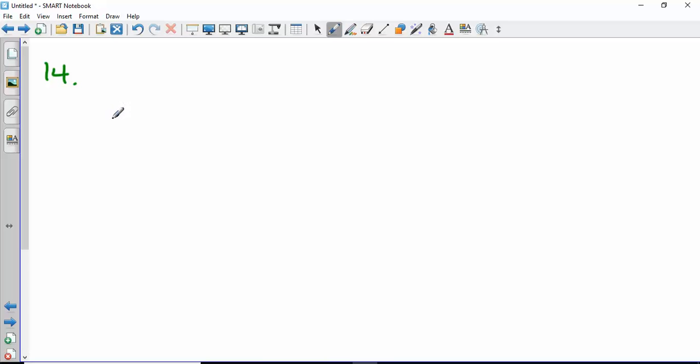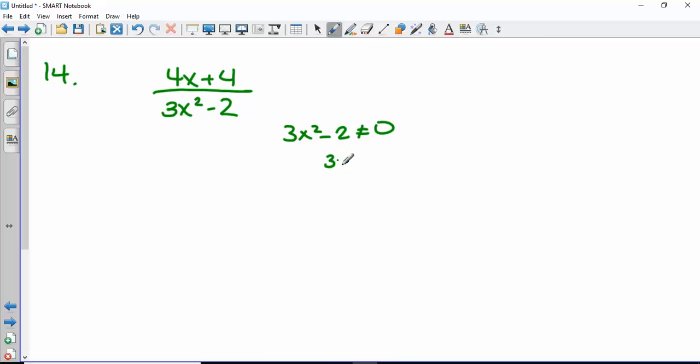Number 14 asks for the domain of g divided by f. So g divided by f, that's 4x plus 4 over 3x squared minus 2. If you have a fraction, how do you find the domain? The bottom cannot equal 0. So if we solve that, divide by 3.